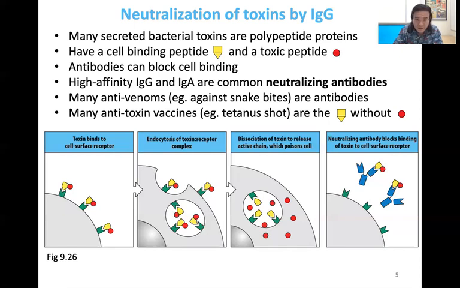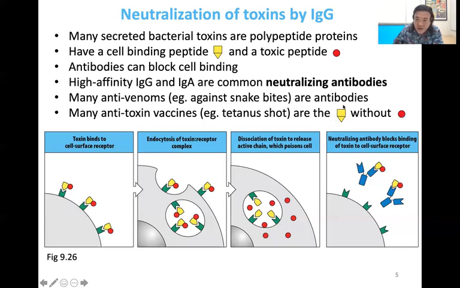But anyhow, you're surprised sometimes. They're like, oh, you're due for your tetanus booster, right? And you're like, what? So the tetanus shot is actually based around the peptide. It is essentially the yellow part of the toxin, right, without the dangerous red part.